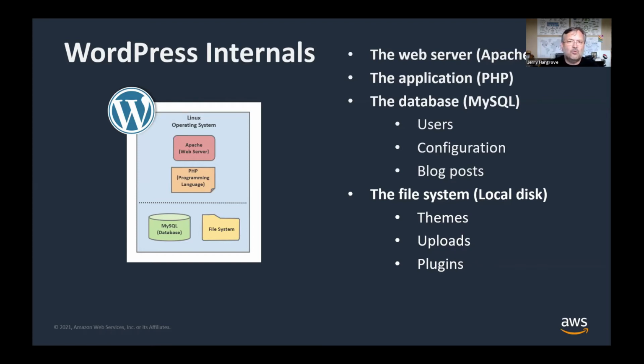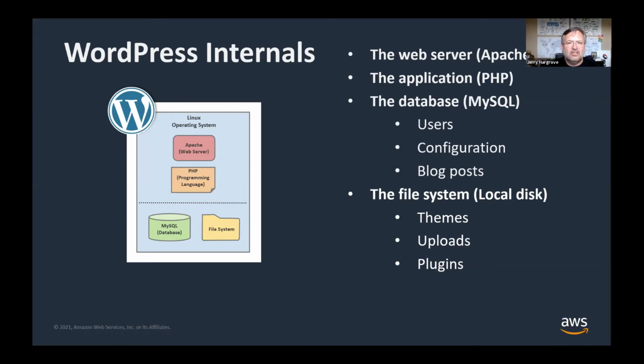For example, when you upload new content or new images to your WordPress server, those images ultimately will get stored on the file system. And in the case with like themes or plugins, you'll see both the database and the file system being used to store that information. So the database might hold information about plugins and what theme is currently active, but the file system actually stores the code for those themes and plugins.